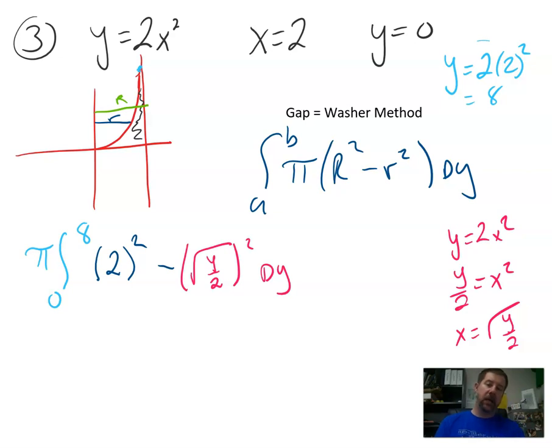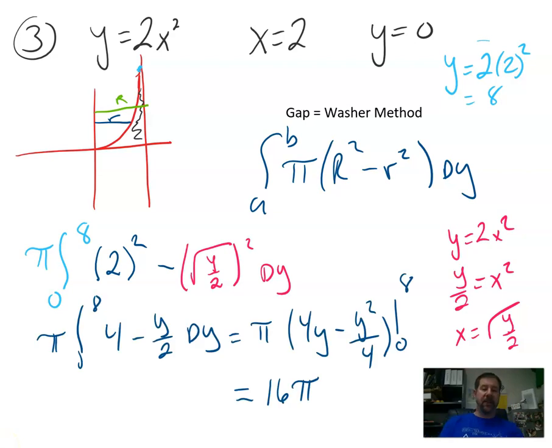Little r goes to this function right here. It goes to the parabola. So I need to use that function, but I need to get it in terms of y. So I came over here and had y equals 2x squared, divided by 2, rooted both sides. Again, I'm only using the positive one. So that little r is root y over 2. All right, and then we're going to integrate with respect to y. So this is our setup to find the volume of this shape. It's going to be kind of like a bowl-looking shape.